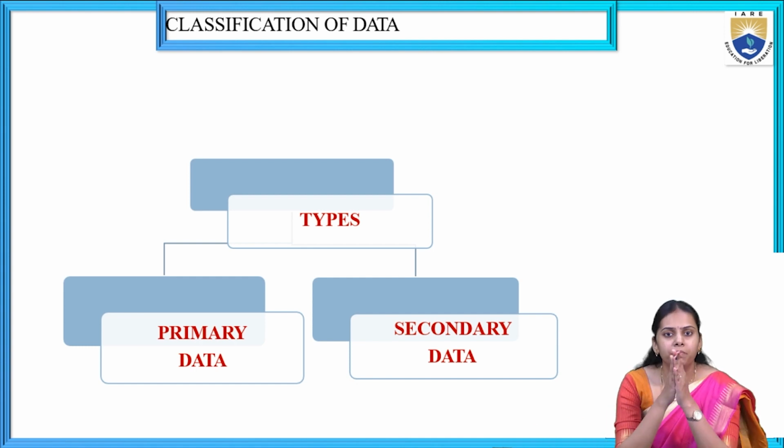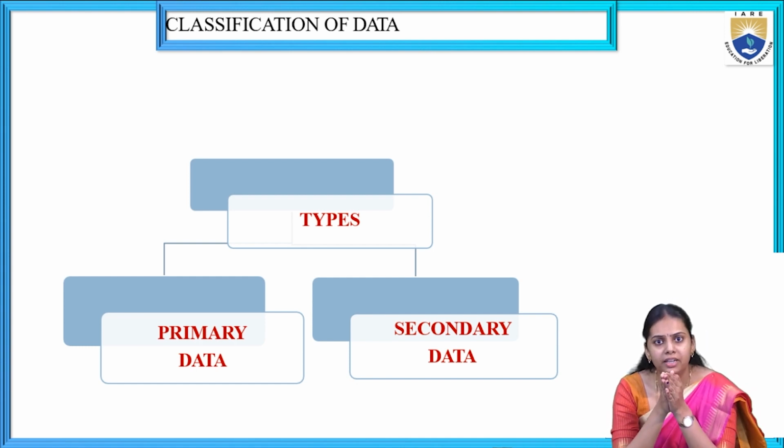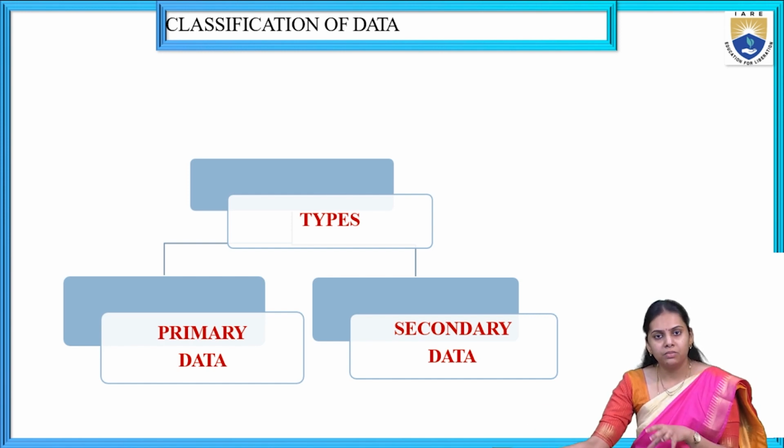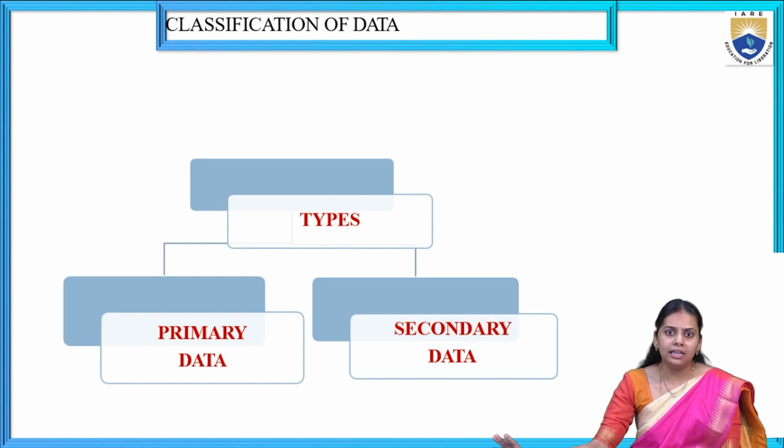And before going to the classification of data, to collect data there is a purpose. What is the purpose of data collection? Either for a recording purpose, as a proof, as a reference, or as a base. And what are the classifications of data? Generally, data is of two types. One is primary data, the other one is secondary data.